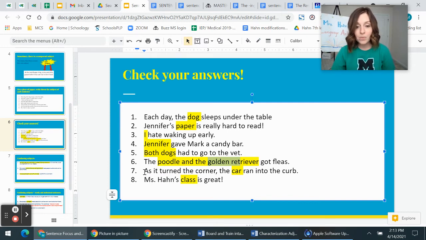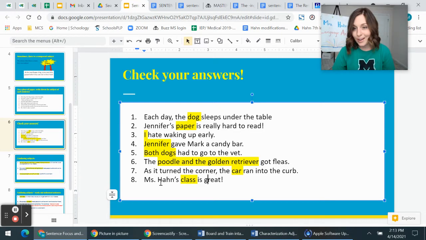Let's look at number seven. As it turned the corner, the car ran into the curb. Now don't be tricked. The subject is not always at the very beginning of the sentence. The action is ran. So corner is not the subject. Who or what ran? The car ran into the curb. So who or what is doing the action? The car.